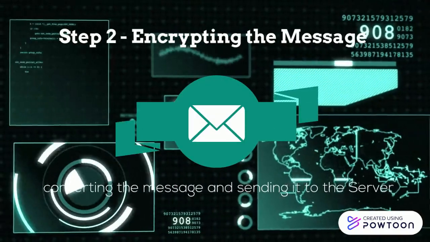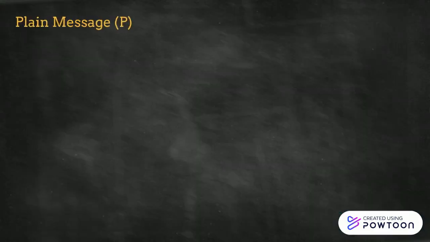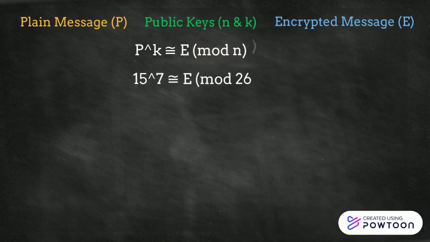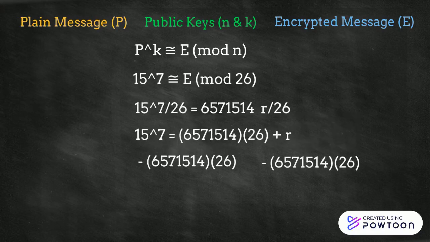Step 2 of the RSA algorithm is encrypting the message. P is the plain message, N and K are the public keys, and E is the encrypted message. Use the equation above and substitute the variables. The goal is to find R. Divide 15 to the 7th power by 26 to get the quotient with the remainder, then multiply by 26. Subtract to isolate R, and E is 11.